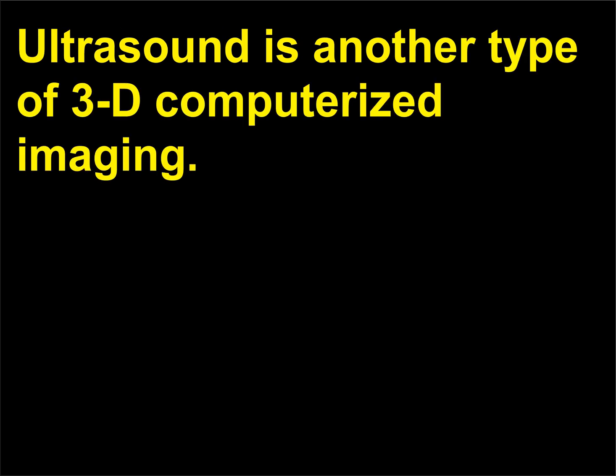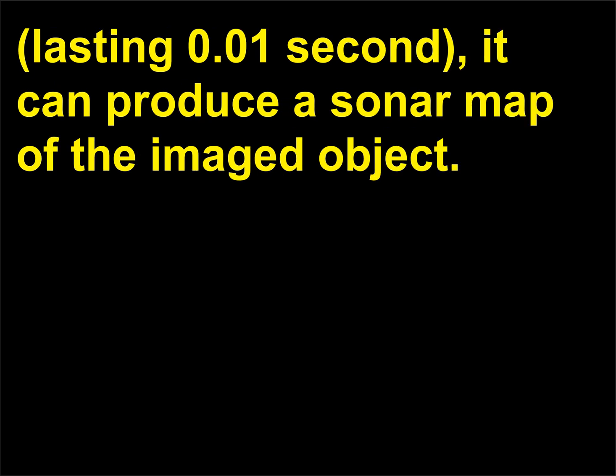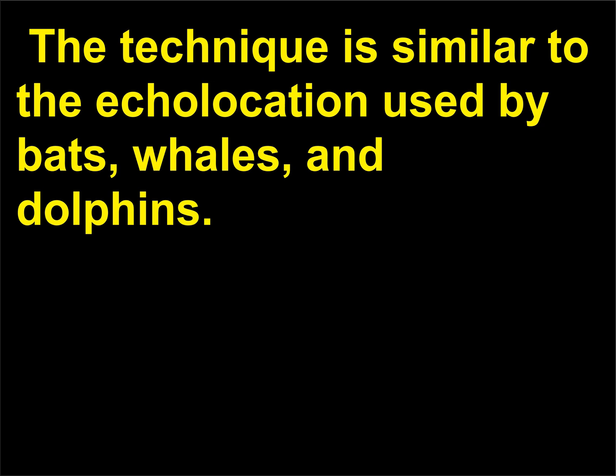What is ultrasound? Ultrasound is another type of 3D computerized imaging. Using brief pulses of ultra-high-frequency acoustic waves, lasting 0.01 second, it can produce a sonar map of the imaged object. The technique is similar to the echolocation used by bats, whales, and dolphins.